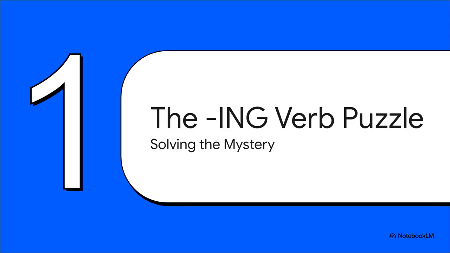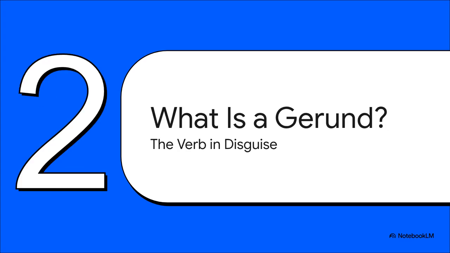Yeah, this is one of those classic sticking points for pretty much everyone learning English, but I promise you, there's a really simple, clean logic behind it all. So let's break it down. To solve this puzzle, first, we need to meet our main character, the gerund.